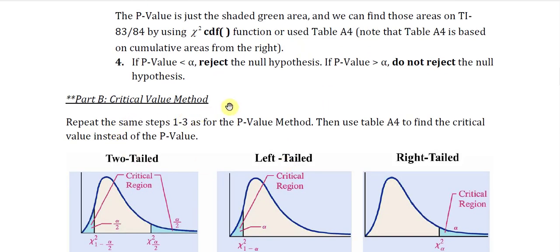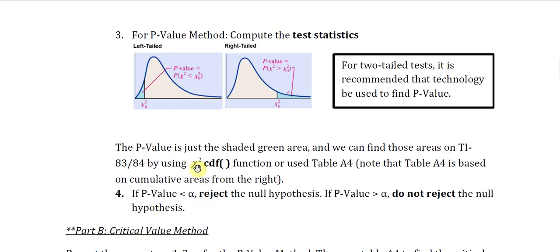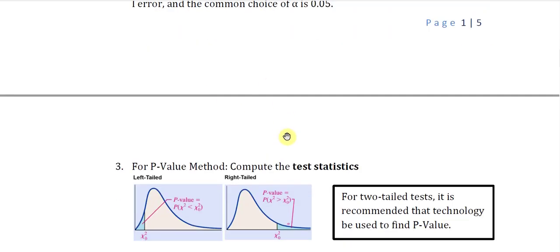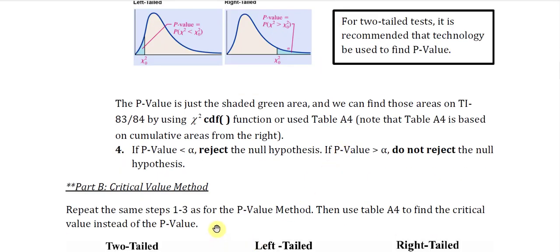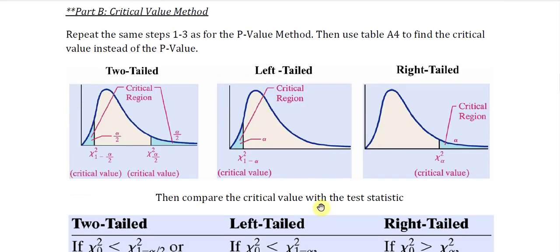And for the critical value method, we repeat the same process that we did for the last steps, 1 to 3. But instead of finding the p-value, we now find the critical value. For the critical values, again, there are 3 cases: left, right, or two tails.